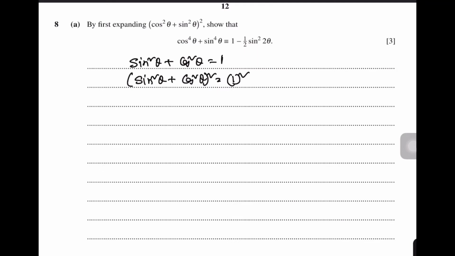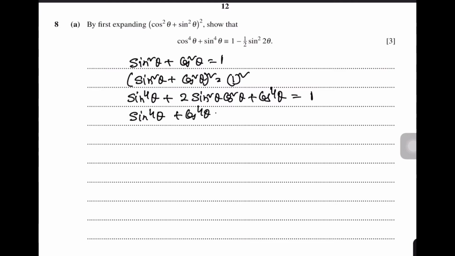So (a + b) whole square equals 4 theta plus 2 sin square theta cos square theta plus cos to the power 4 theta equals 1. So sin to the power 4 theta plus cos to the power 4 theta equals 1 minus 2 sin square theta cos square theta.